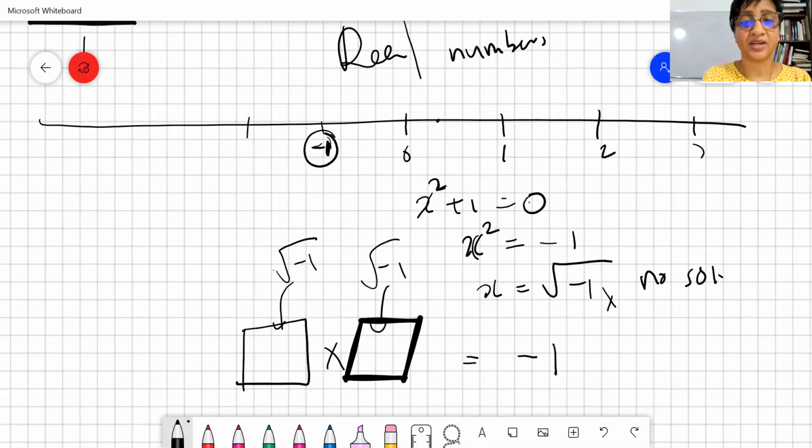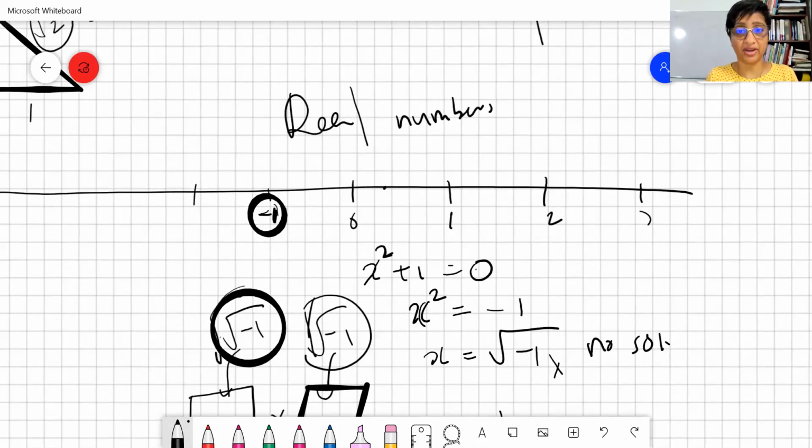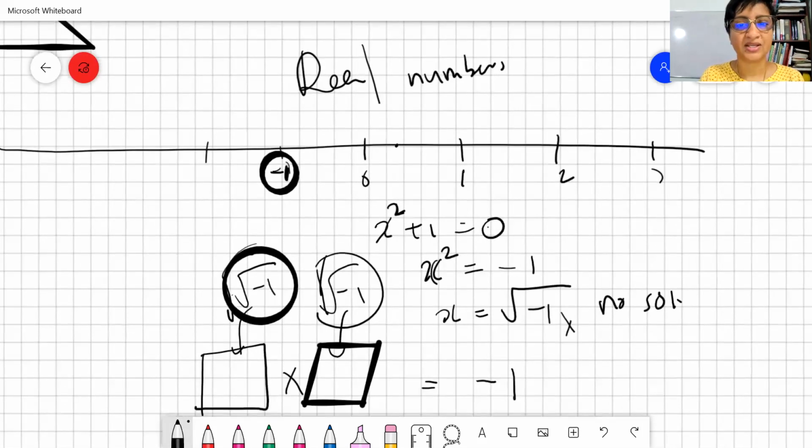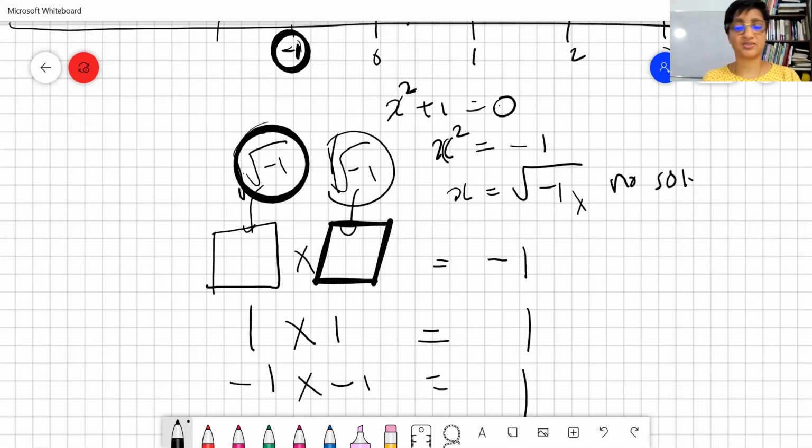-1 is right here. Now let's try to find where this number is. The square root of -1, is it on this line? Who is the square root of -1? So 1 times 1 is 1, so it's not 1. -1 times -1 is also 1, so it's not -1. So there is no number that when multiplied by itself would give me -1.